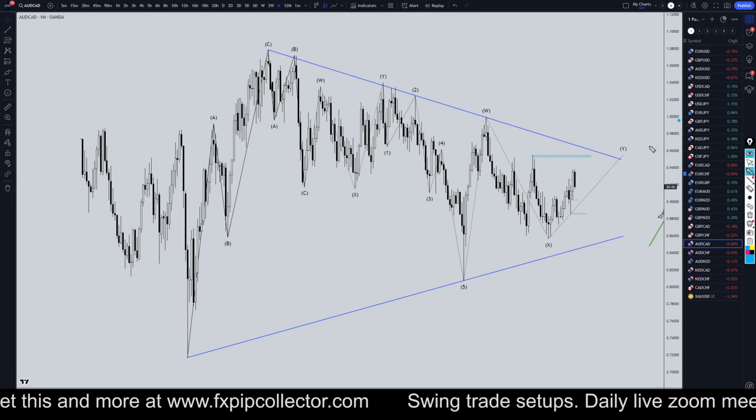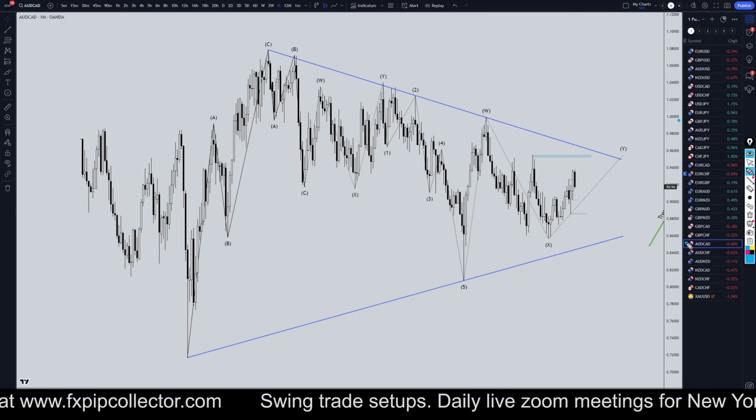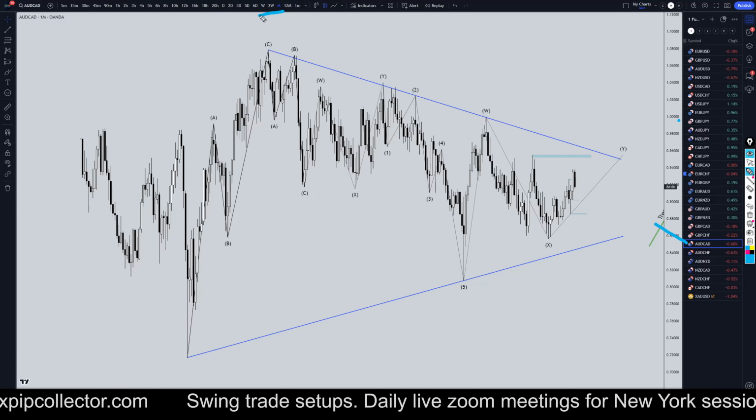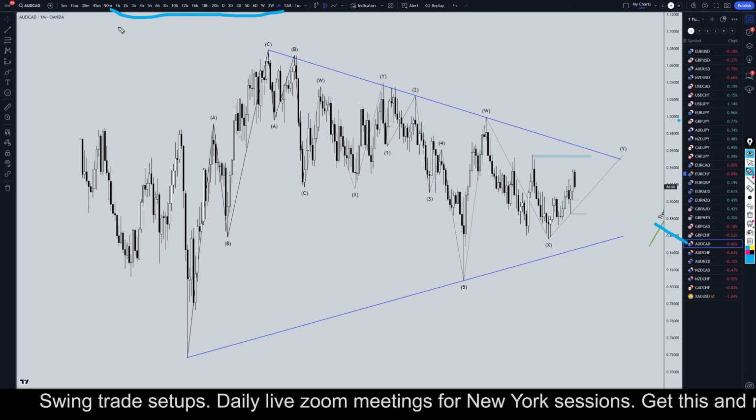Today is Wednesday, October 23rd, and this is my analysis of the Aussie CAD, starting on the monthly, working my way all the way down to the 1 hour time frame for the full top-down analysis.